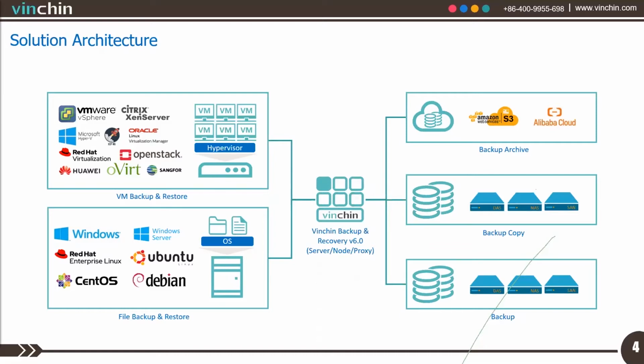On the right side is where the backup data goes to. You can have 3 different copies of the backup data. The first one is the original backup. The second one is that you can make backup copies to save a copy of the backup data.